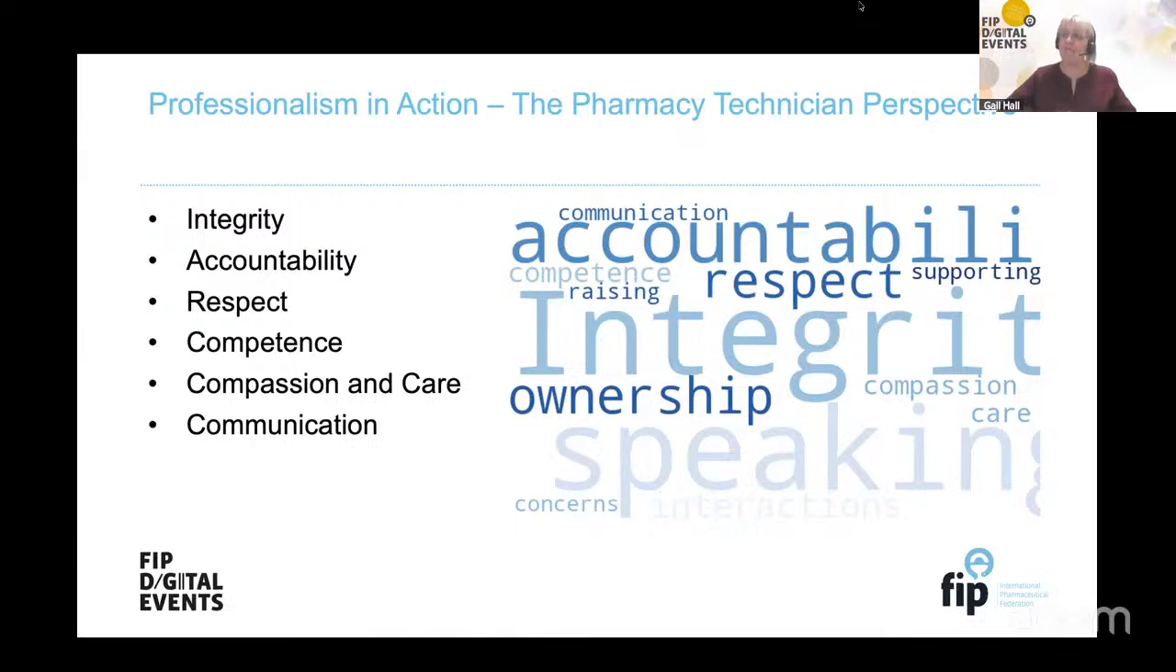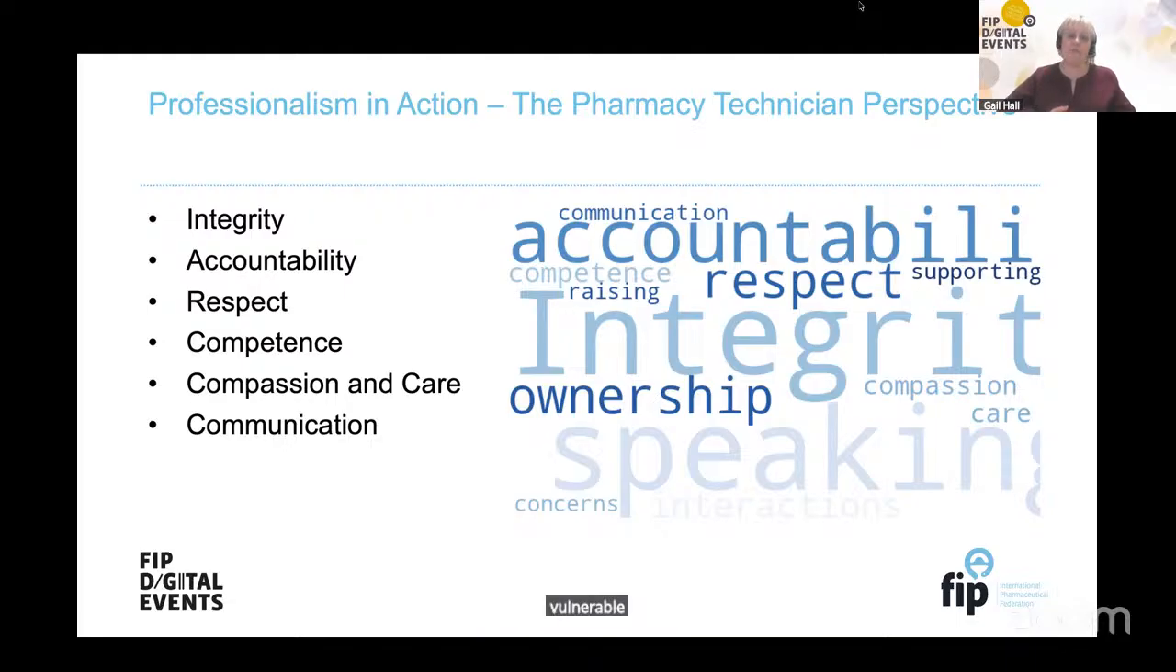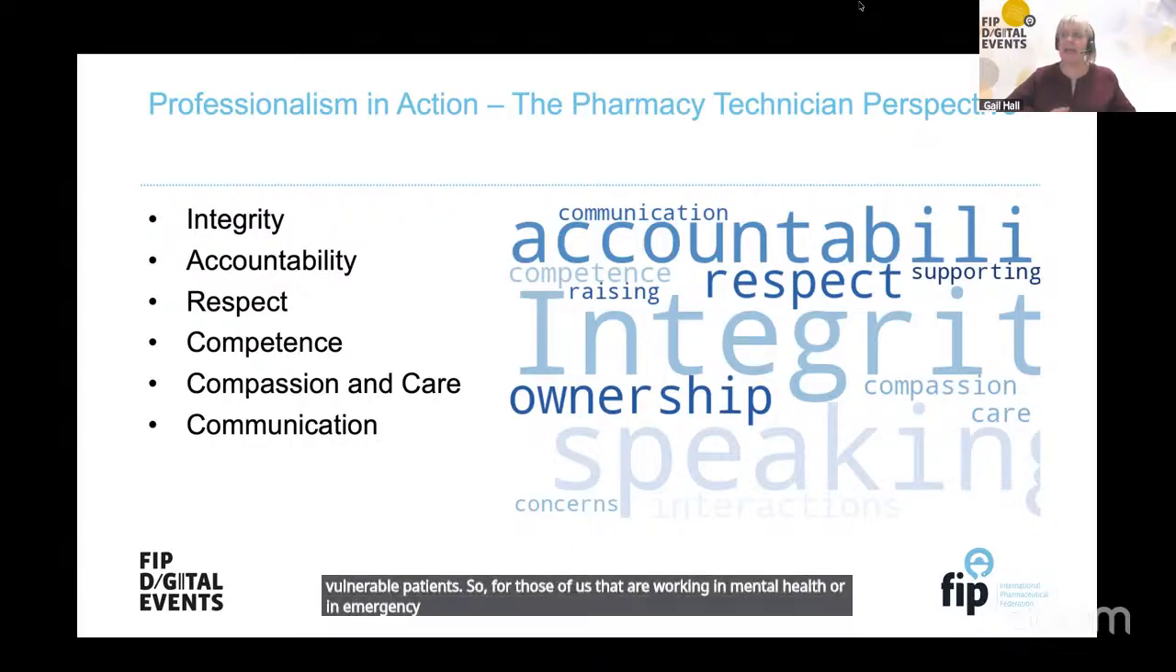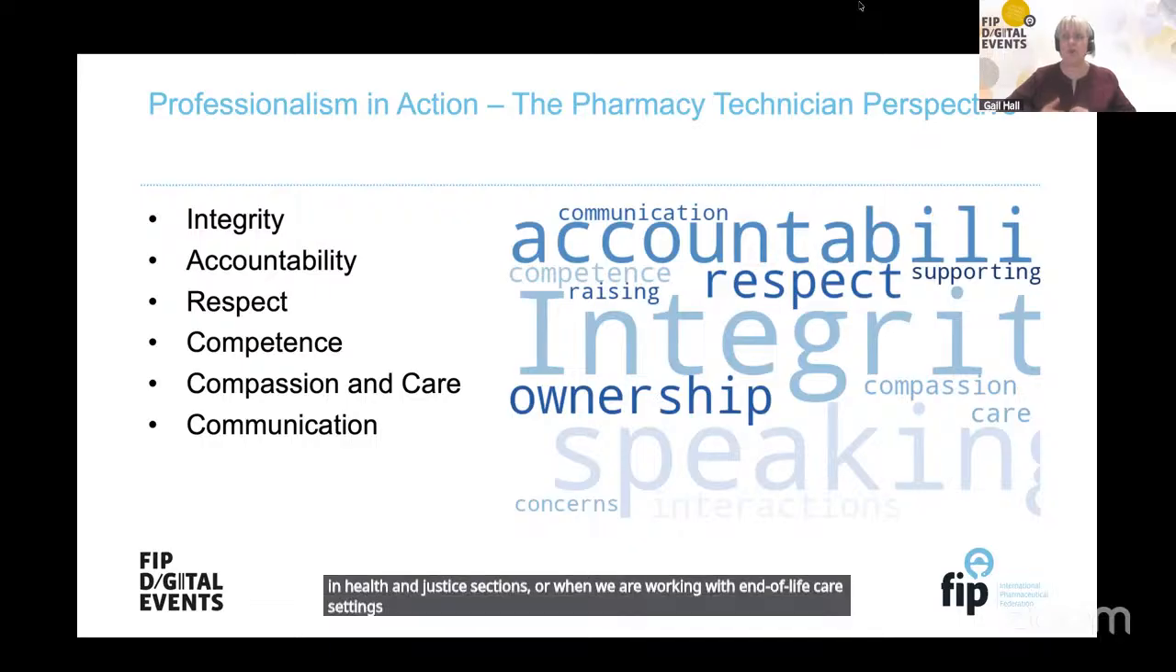Compassion and care are vital when we are supporting all patients, and particularly when we're supporting vulnerable patients. So for those of us that are working in mental health or emergency services, in health and justice sections, or when we are working with end-of-life care settings, it's important that we have that compassion and that we show that we care.